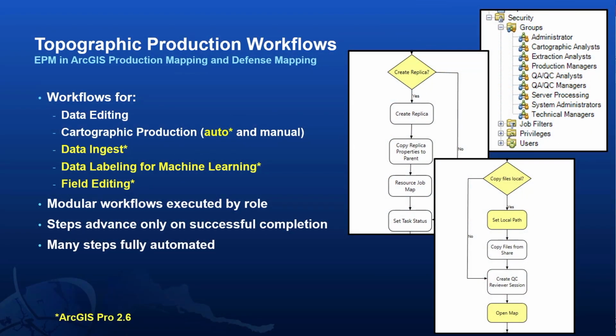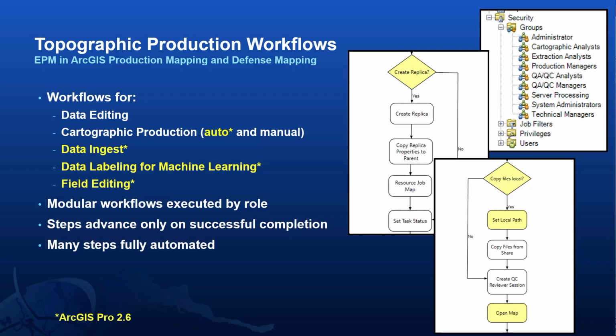At the heart of the EPM system is really the production workflows that come with production mapping. So we've got workflows in the box for data editing, cartographic production, both manual and automated. You see a lot of automation for specific defense and civilian products later in the demos. Data ingest into the system, data labeling for machine learning. So that's a real simple editing workflow to build training data for machine learning models, field editing as well.